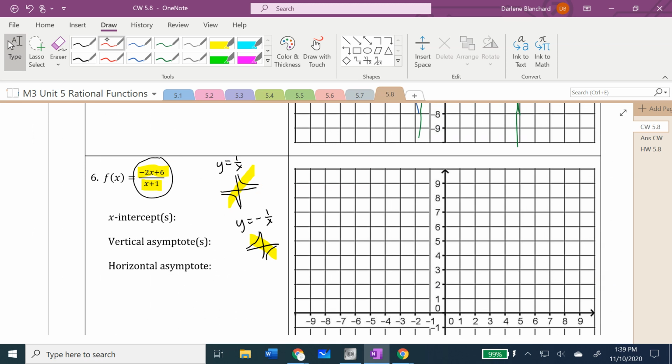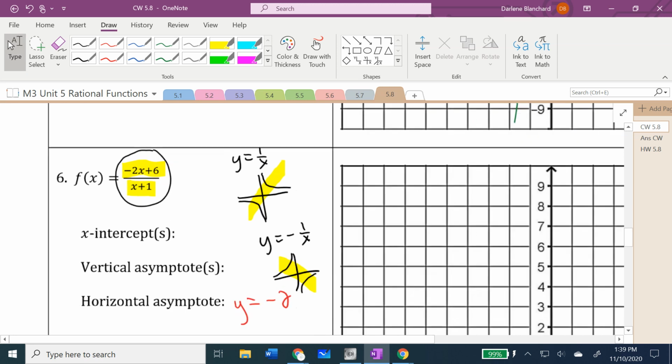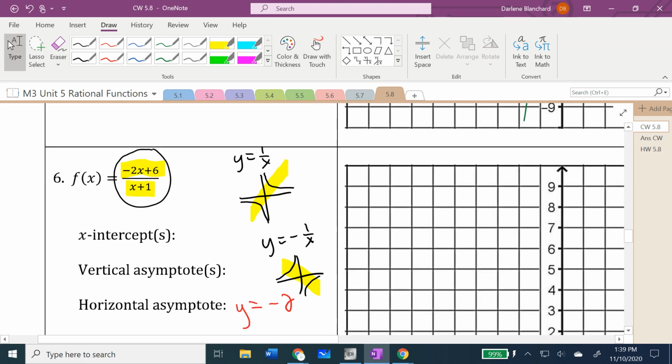So with pulling together all the information we have, horizontal asymptote, do you see that that's going to be negative 2 for number 6? X-intercept makes the numerator 0. That's going to be 3. And the vertical asymptote is what makes the denominator 0, and that's going to be negative 1.